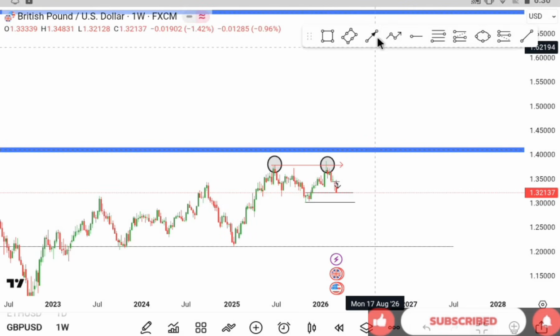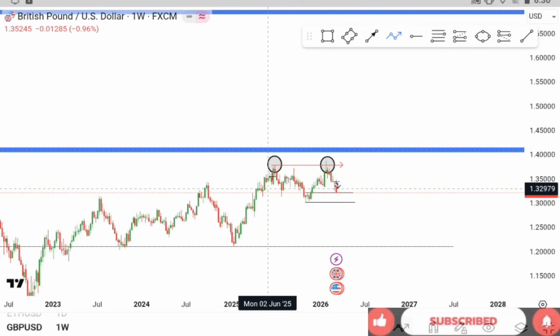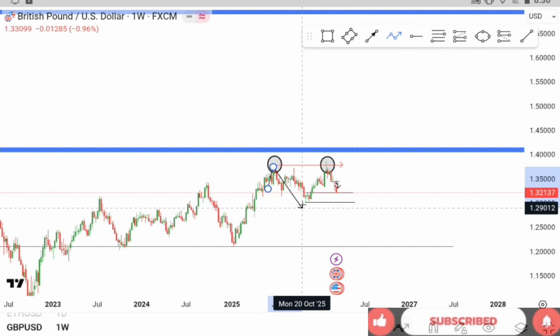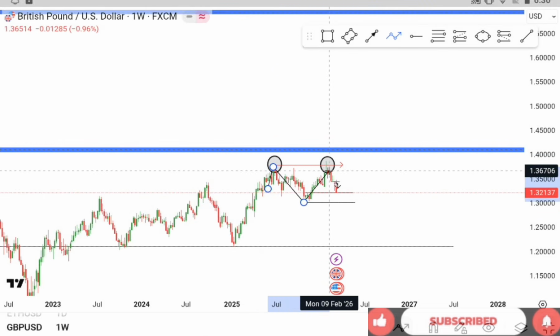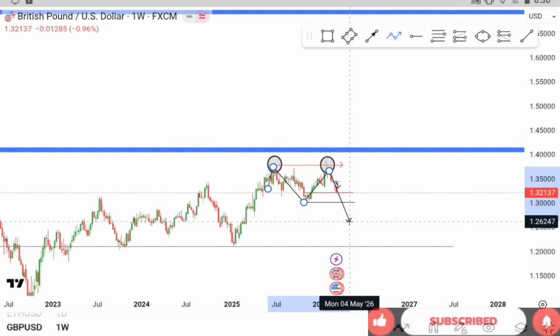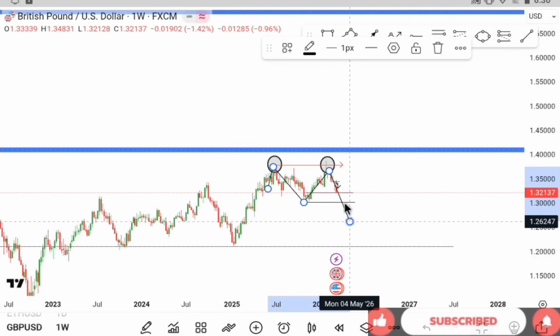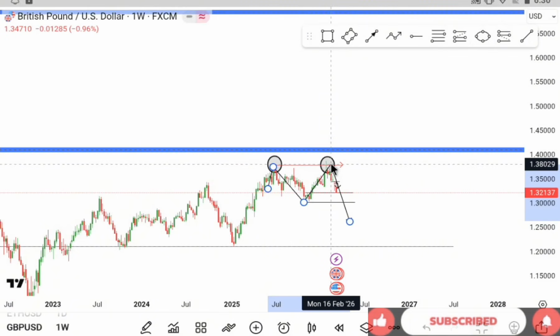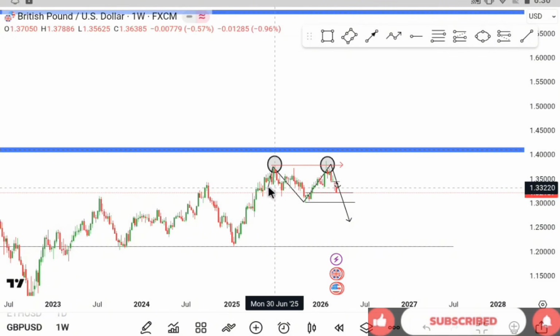If you really don't know what a double bottom is, you can drop your comment on this video and say you don't know what a double bottom is. I can make another video and teach you the meaning of double bottom. So this is the double bottom that formed here.